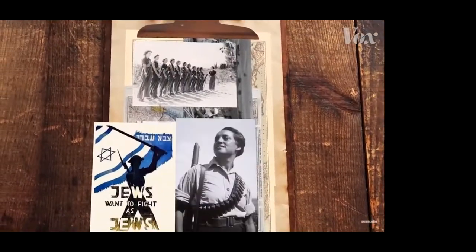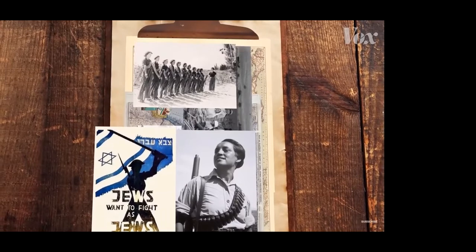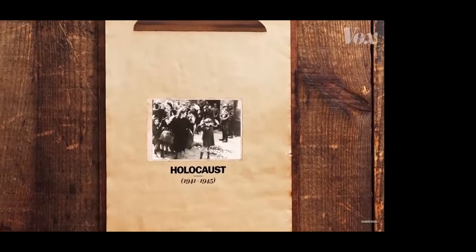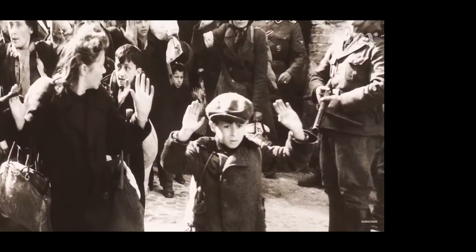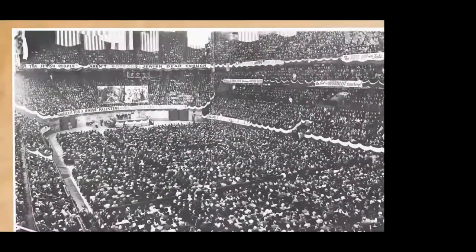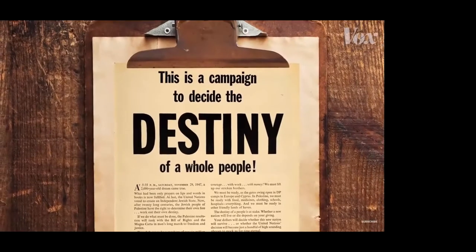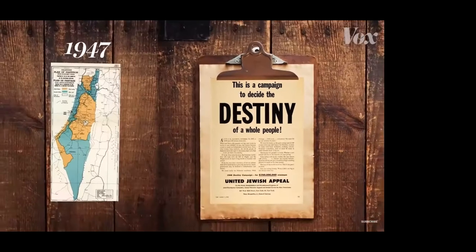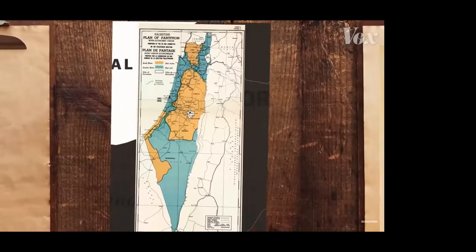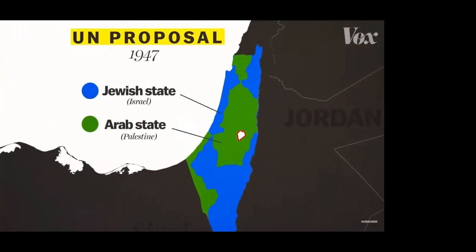In response, Jewish militias formed to fight both the local Arabs and to resist British rule. Then came the Holocaust, leading many more Jews to flee Europe for British Palestine and galvanizing much of the world in support of a Jewish state. In 1947, as sectarian violence between Jews and Arabs there grew, the United Nations approved a plan to divide British Palestine into two separate states. One for Jews, Israel, and one for Arabs, Palestine.